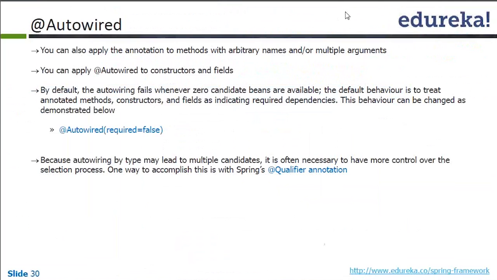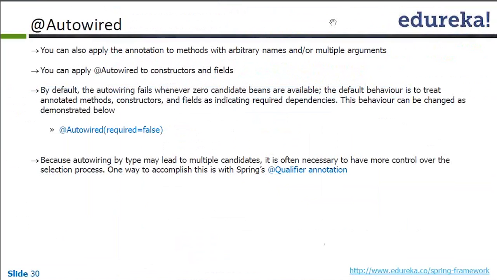By default, autowiring fails whenever zero candidate beans are available. That means you are saying @Autowired but the respective bean is not available, then it fails. The default behavior is to treat annotated methods, constructors, and fields as indicating required dependencies. This behavior can be changed as demonstrated below: @Autowired with required equal to false.